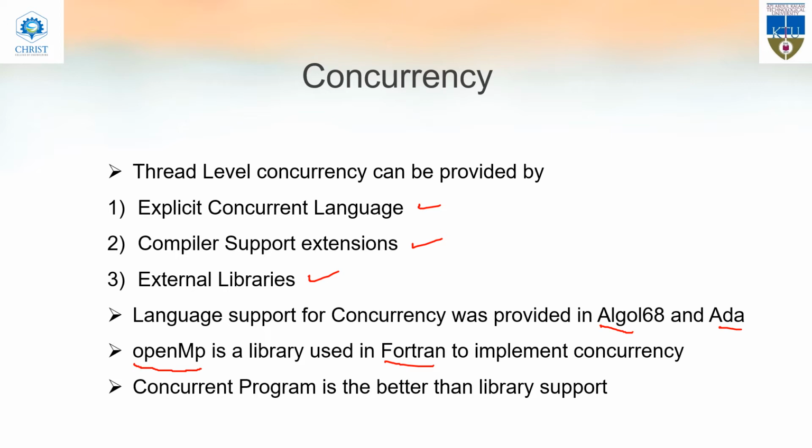The best concurrent program is one using a concurrent language. So the best one is using an explicit concurrent language, and external libraries are also used, but the minimum that is used is compiler supported extensions. So we move to the next slide.